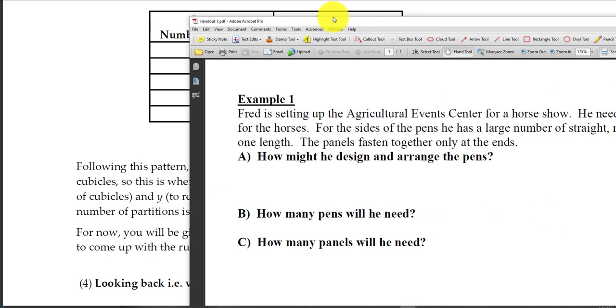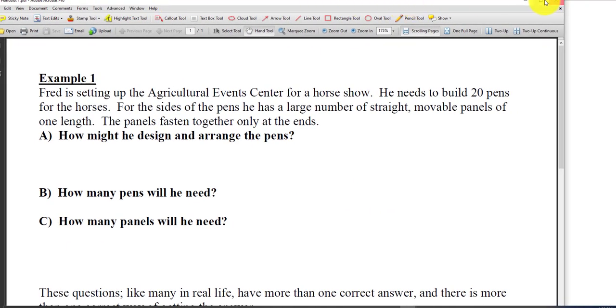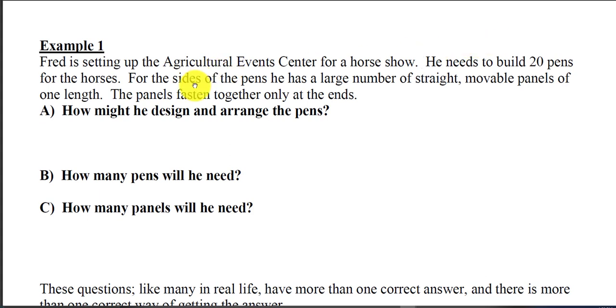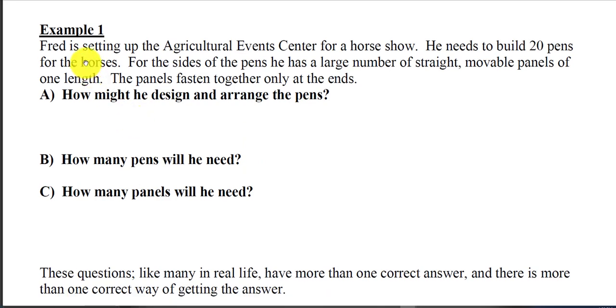If you look in Canvas, I have a folder or a handout called Handout 1, and it looks like this when you open it up. You could find this in Canvas. And I give you an example: Fred is setting up some type of show for horses. He needs to build 20 pens.